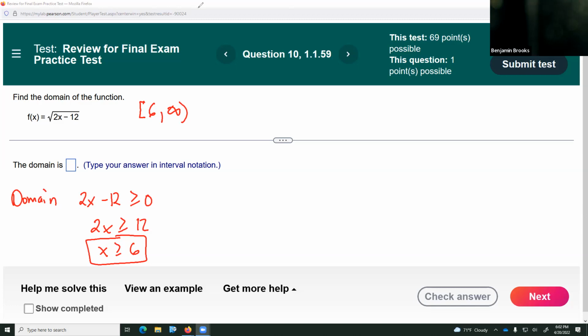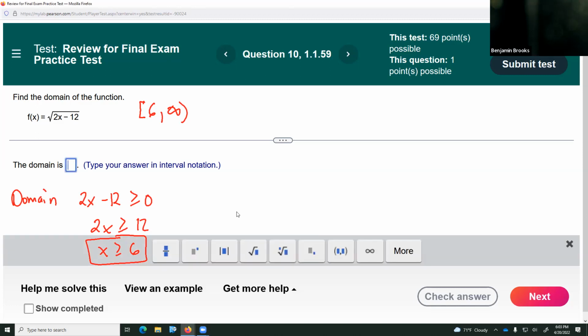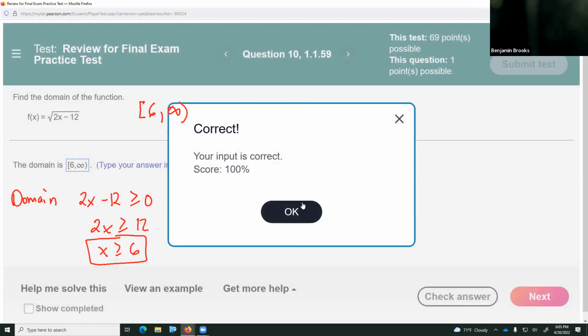6 will give us 6 times 2 is 12. 12 minus 12 is 0. You can have the square root of 0, that's fine. So we're going to include that value in this particular situation. We use bracket, 6, comma, infinity, parentheses, check, yes.